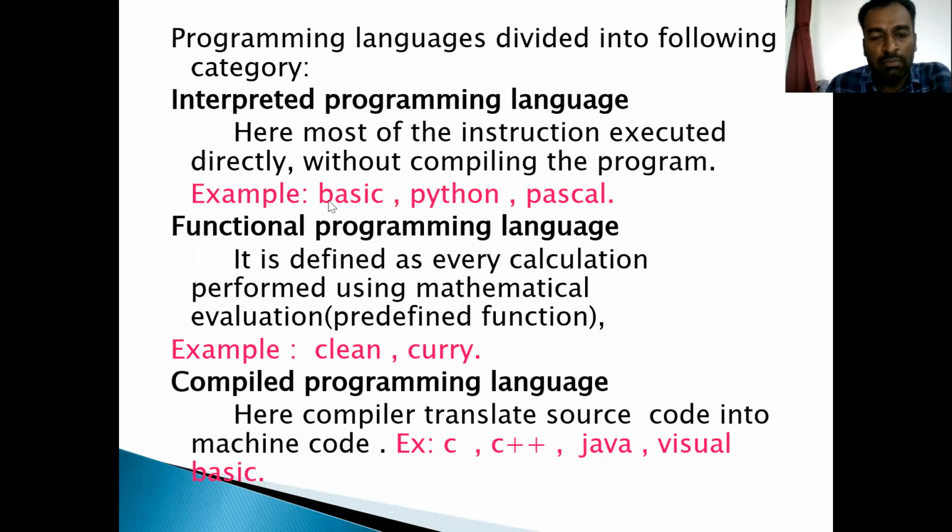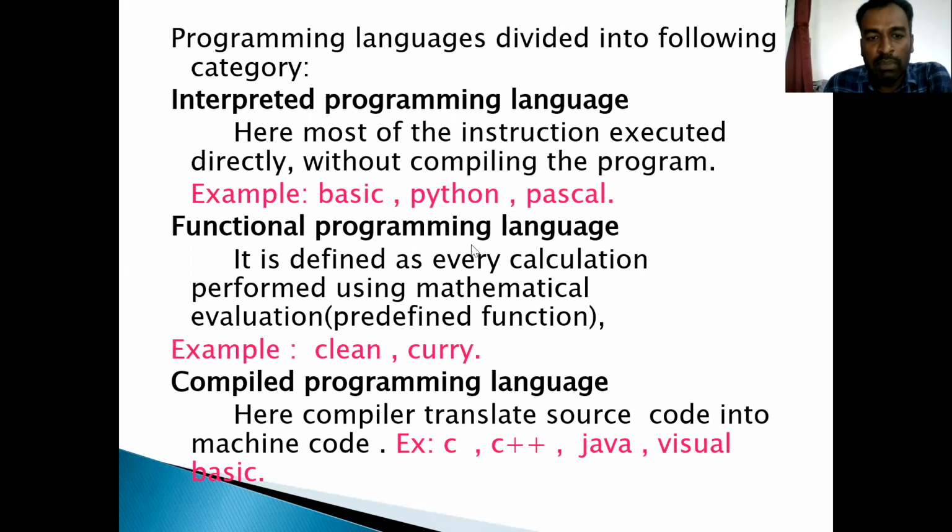Some examples of interpreted programming languages are BASIC, Python, and Pascal. So in Python, we write code and it is directly interpreted. We don't need to compile this code.